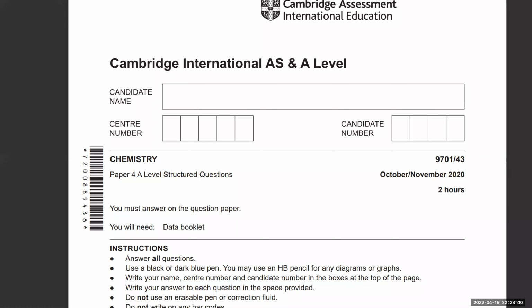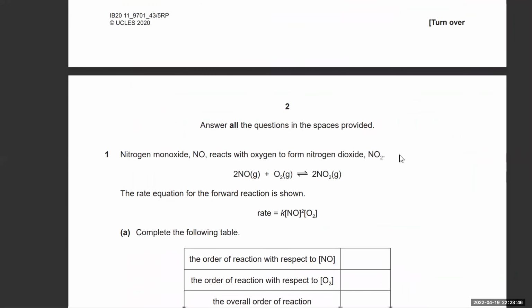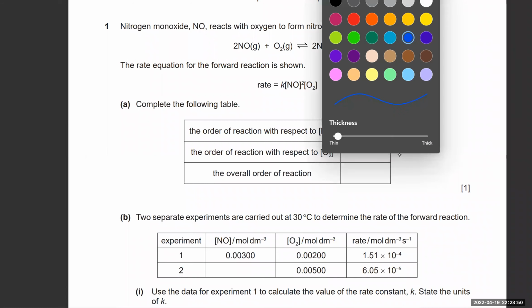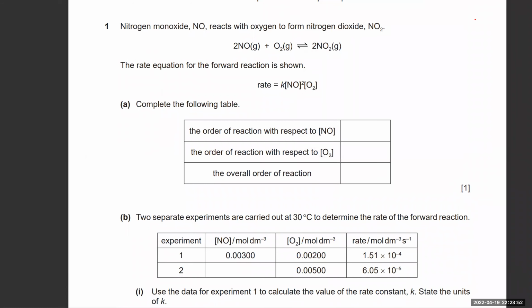Let's start with this one. This one is winter 24-3. Starting with the first question. They've already given you the orders of the reactants. One of them is 2, the other one is 1. So all you have to do is the order of the reaction with respect to NO, that's already written over here. The order with respect to O2 is 1. So the overall order is 3.